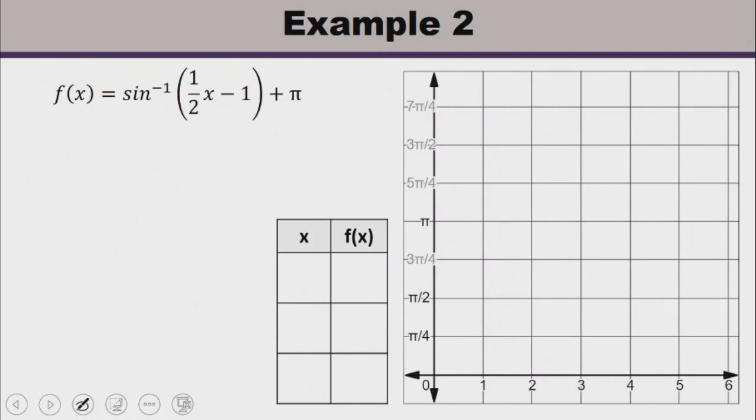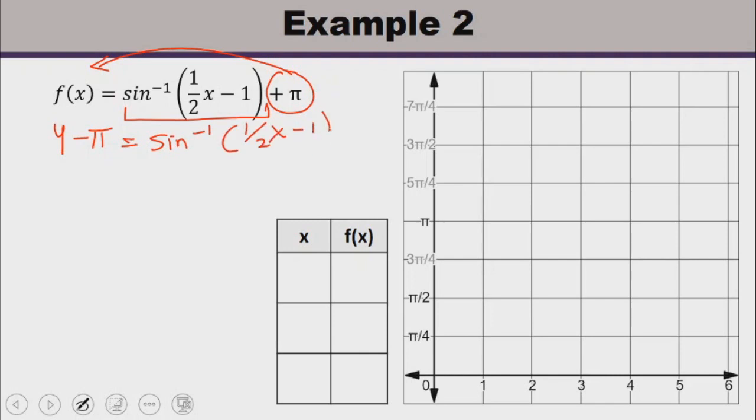For example 2, we are given this function. So we want only this arcsine to be on the right. So we are going to have y minus pi equals arcsine of half x minus 1. The domain for this still goes from -1 to 1. But now, instead of dealing with x, we are dealing with half x minus 1.